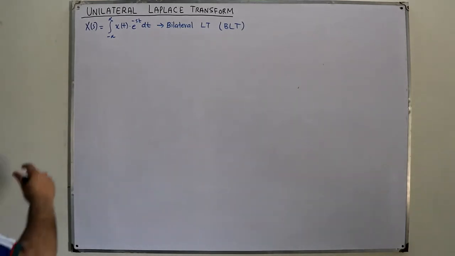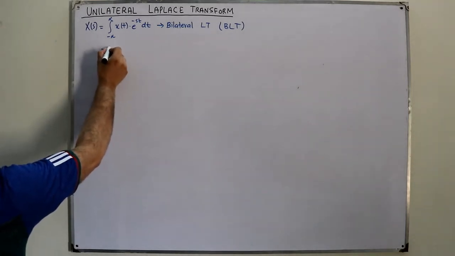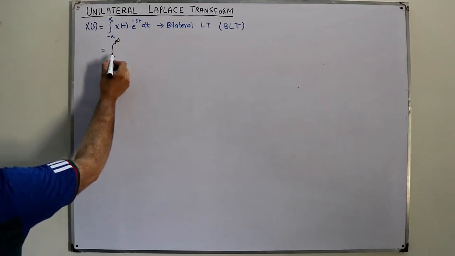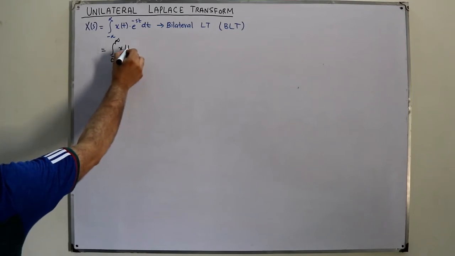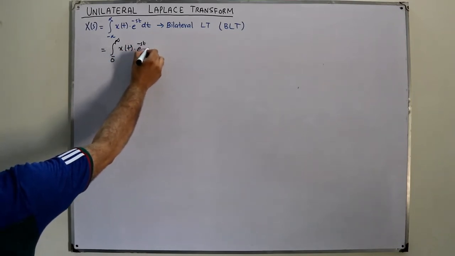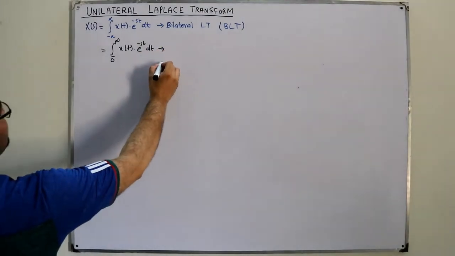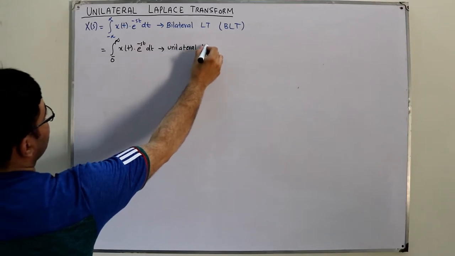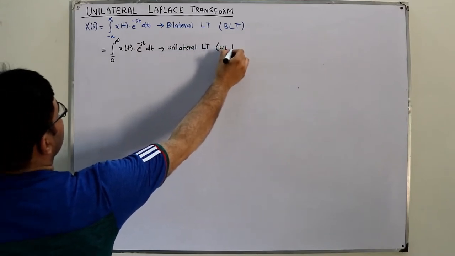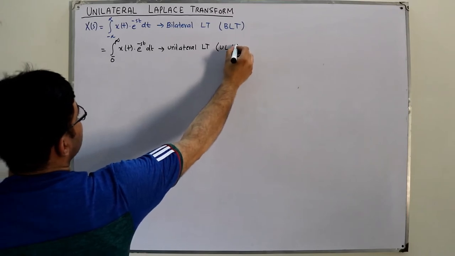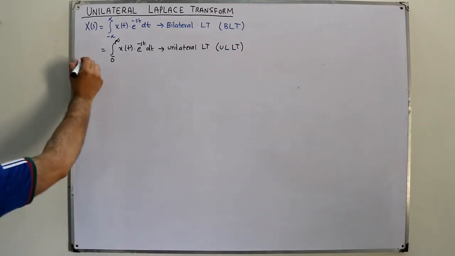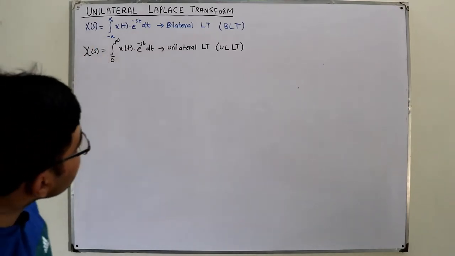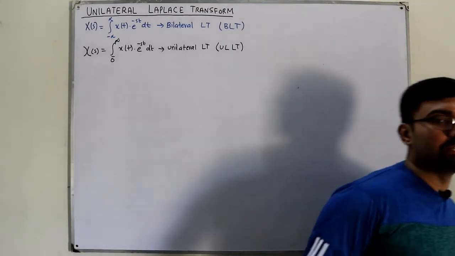Then we had another Laplace transform, where the condition is that we integrate from 0 minus to infinity of x of t exponential of negative st with respect to t. This is called the unilateral Laplace transform, ULT in short. To differentiate between the two, let me write it as curved X. That's the only difference.